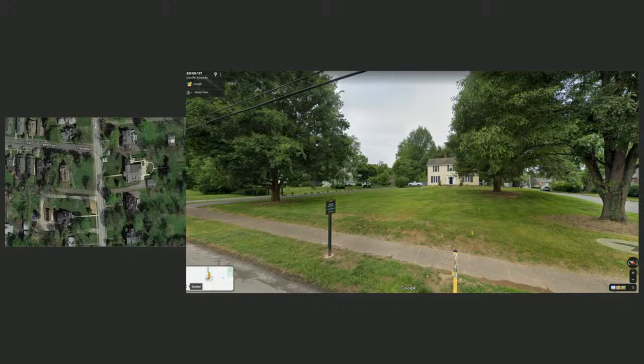Okay, so are you satisfied? This is about as basic of a variance as you're asking for. The structure's already there, no neighborhood opposition. So are you satisfied that it existed before the ordinance? Yeah, the garage has been there several years.